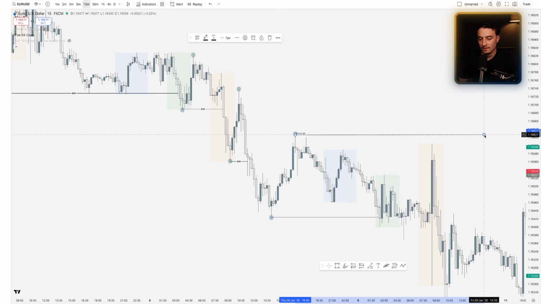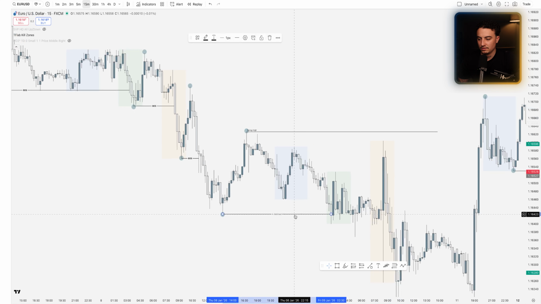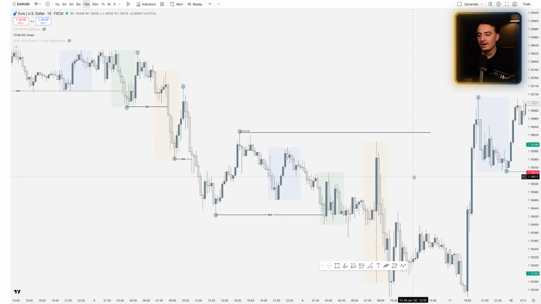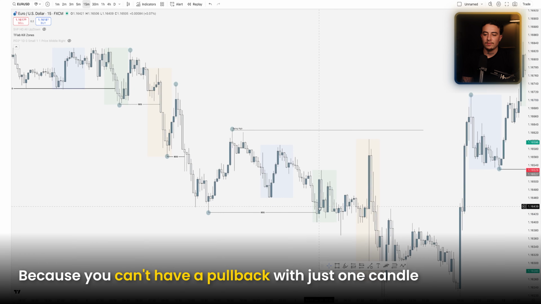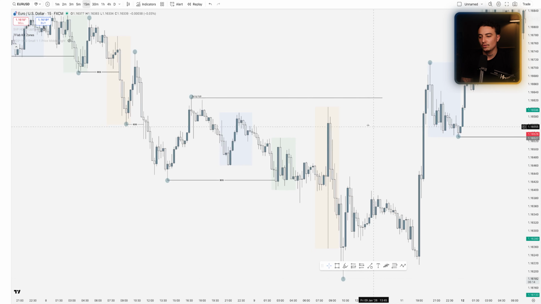Now, this is where it can also get a little bit tricky for some people. We see price broke to the downside here, right? Which is a break of structure. But there's no pullback in here. Now, why is there no pullback in here? I'll be honest with you. Because you can't have a pullback with just one candle. There's no pullback in here.